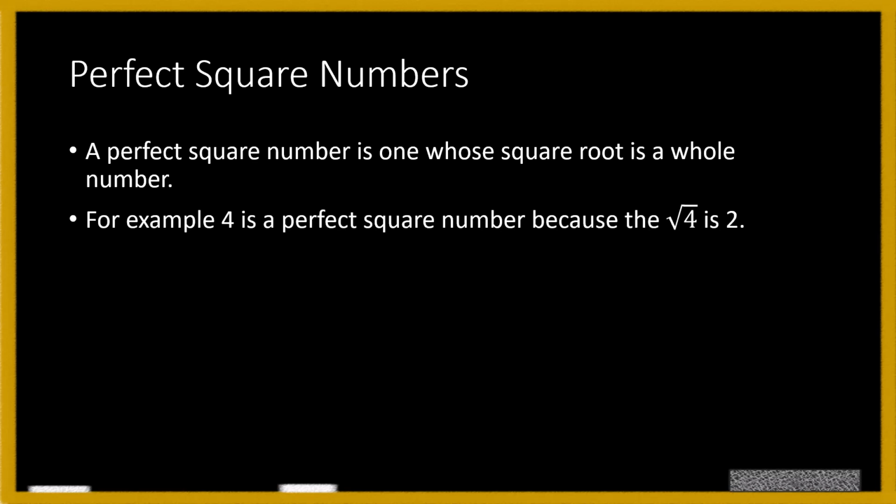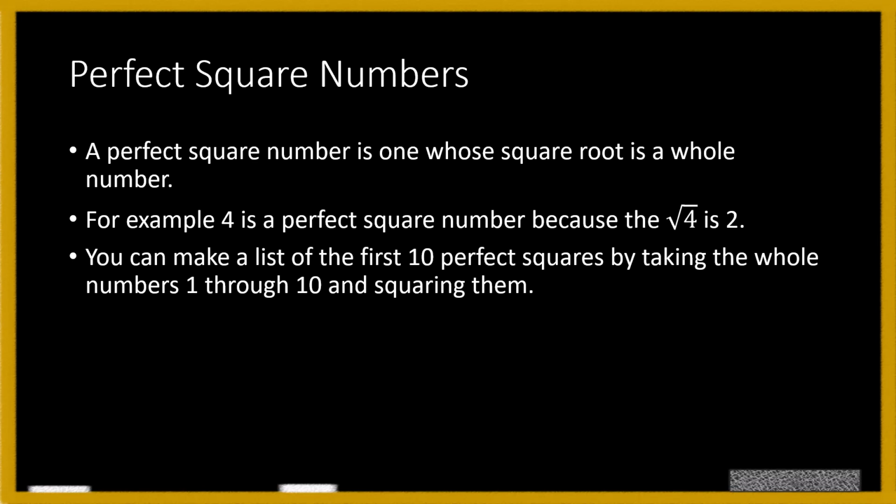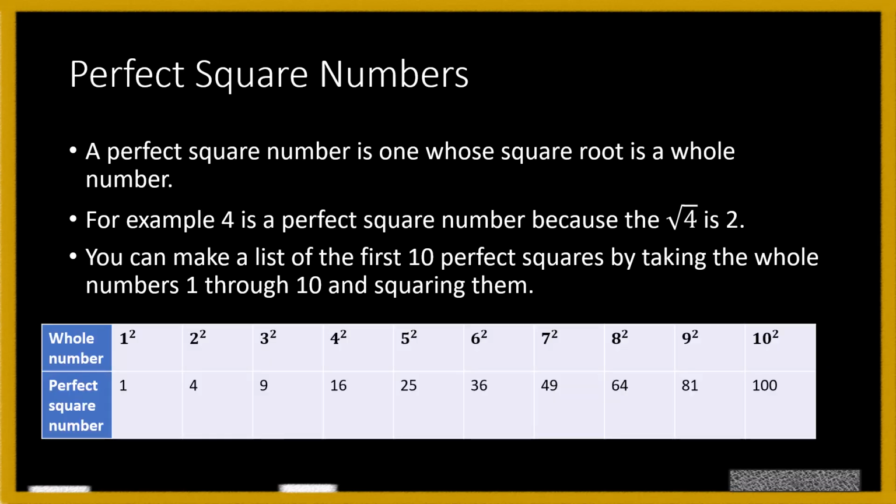For example, 4 is a perfect square number because the square root of 4 is 2. You can make a list of the first 10 perfect squares by taking the whole numbers 1 through 10 and squaring them. So here we have the whole number 1, 1 squared, so 1 is a perfect square number. 2 squared is 4, so 4 is a perfect square number. And as you see going down the list, we have 9, 9 squared is 81, so 81 is a perfect square number.